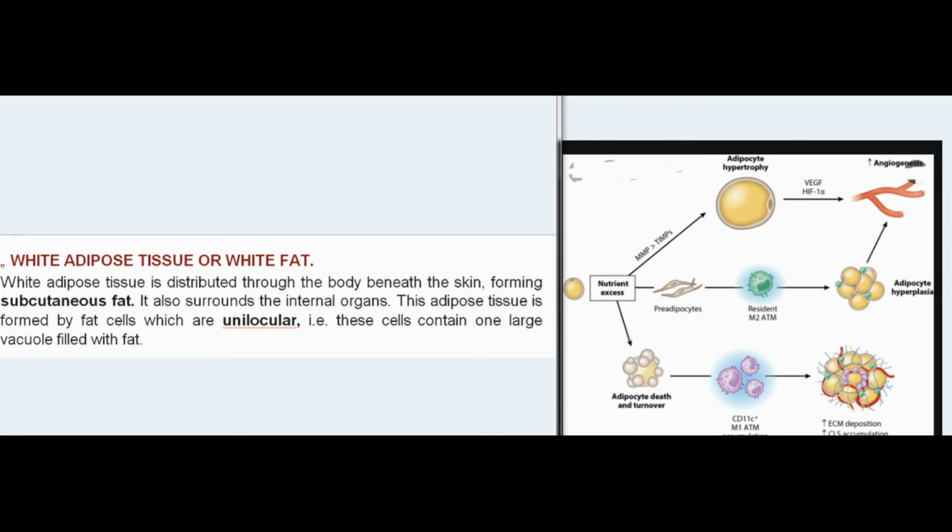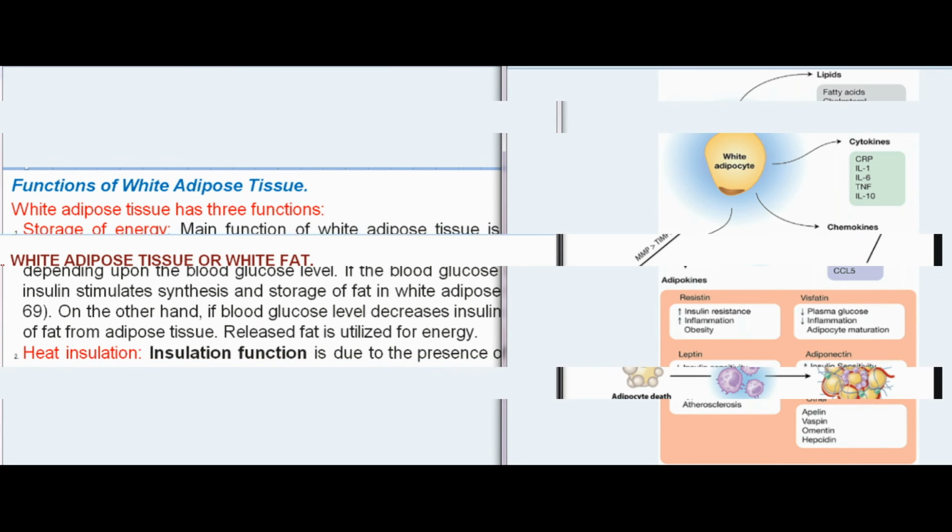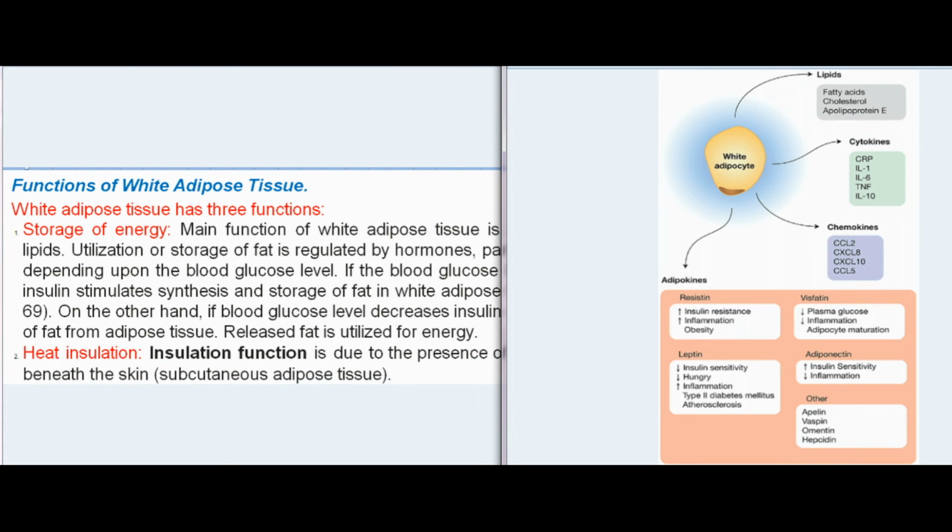This adipose tissue is formed by fat cells which are unilocular, i.e. these cells contain one large vacuole filled with fat. Functions of white adipose tissue. White adipose tissue has three functions: storage of energy. Main function of white adipose tissue is the storage of lipids.